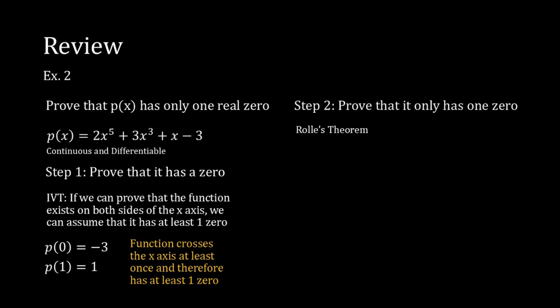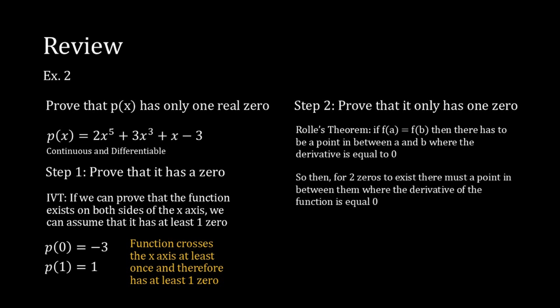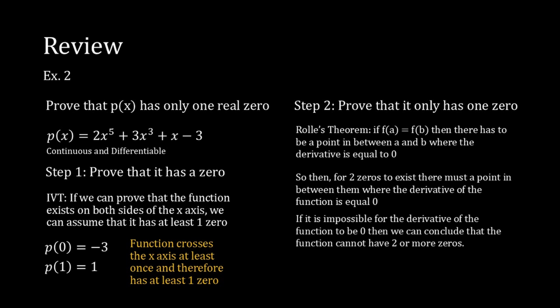Considering that the function is both differentiable and continuous at all points, we can apply MVT, and more specifically Rolle's theorem. Going backwards from its definition, if f of a is equal to f of b, then there has to be a point in between a and b where the derivative of the function is 0. So then, for there to be two or more zeros, there has to be a point in between them where the derivative of the function is 0. If the derivative of the function can never be 0, then according to Rolle's, it is impossible for that function to have more than one zero.